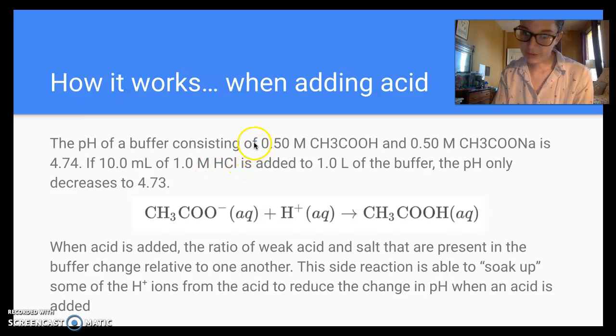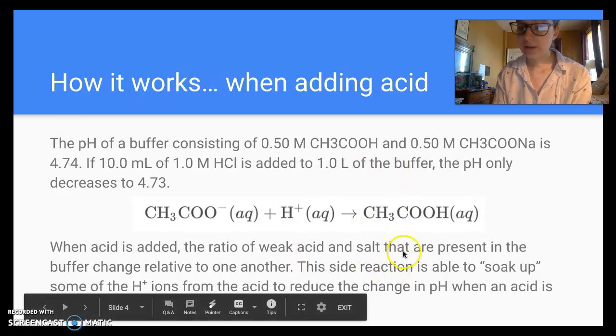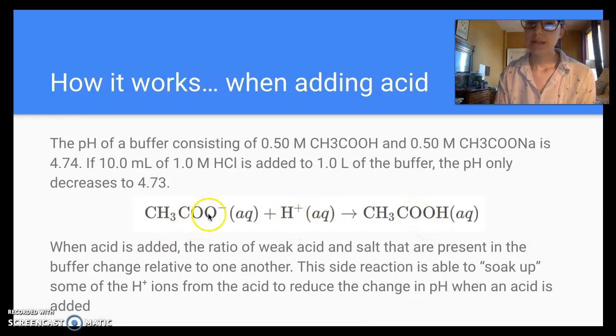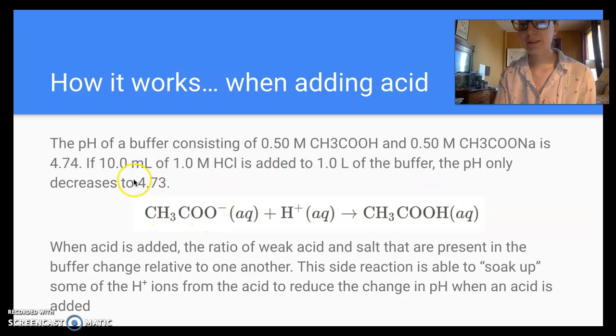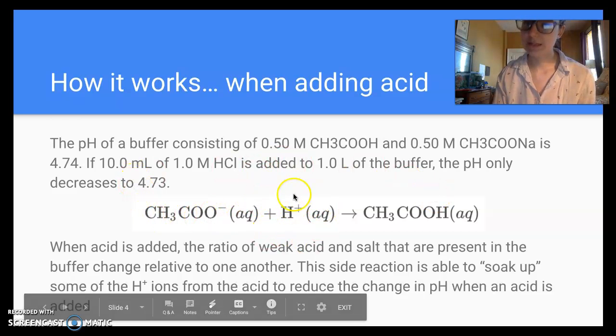So with the weak acid, this is the equation essentially that the weak acid is experiencing in a solution. So when you add a weak acid to a solution, it typically breaks into H+ and CH3COO-. And typically this is a reversible reaction, so it does go both ways. But what's important that you should notice is that the weak acid and the ion of its salt are present on opposite sides of this equation.